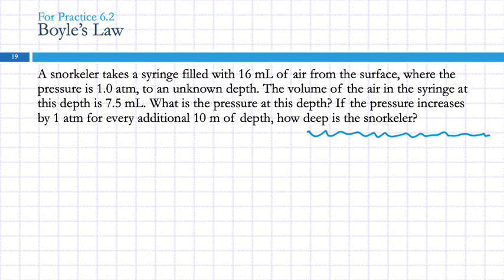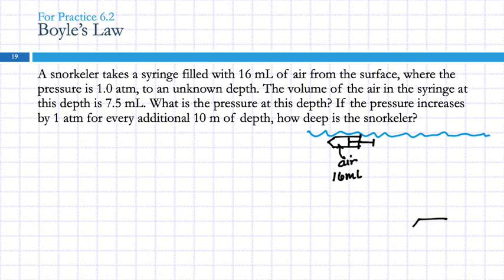So what we're talking about here is we've got a syringe that's got some air in it. Okay? So there's air in there. And up at the surface of the water, where the pressure is 1 atmosphere, that has a volume of 16 milliliters. And drawing people is harder, so I'm not going to draw the snorkeler. I'm just going to stick with the syringe.